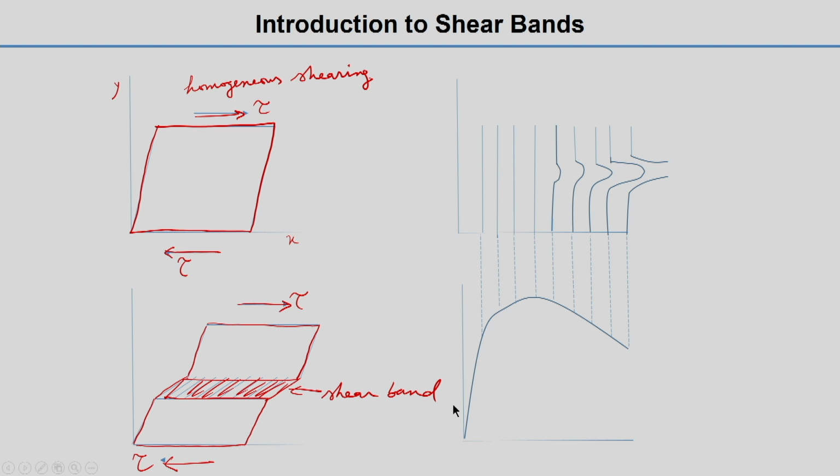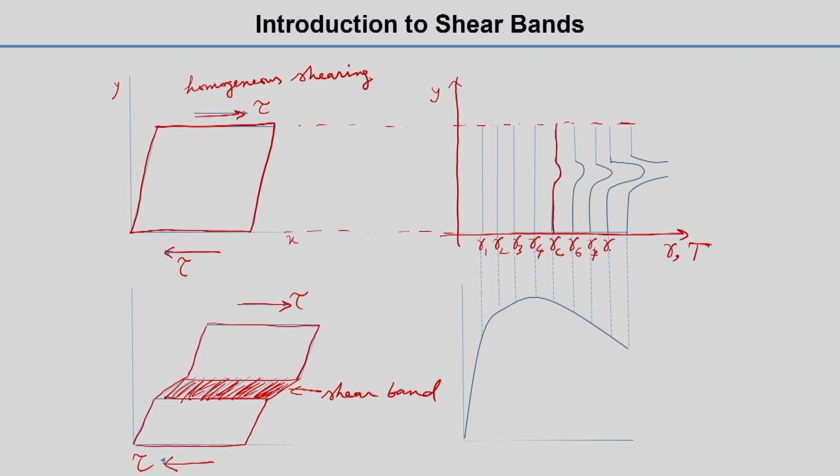Okay. So now, the horizontal axis shows shear strain and temperature, which will vary in a similar fashion, and this is the y axis. So let us assume we are talking about this, and in this shear band region you can see, at different strains, let us say gamma 1, gamma 2, gamma 3, gamma 4, and then gamma C, that is the critical shear strain, and then at different gamma, let us say gamma 6, 7, so different values of gamma.